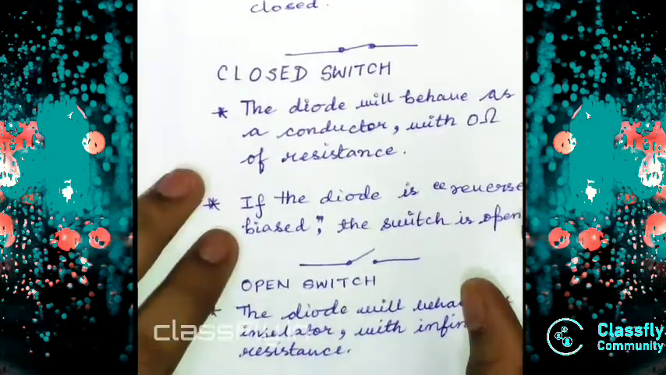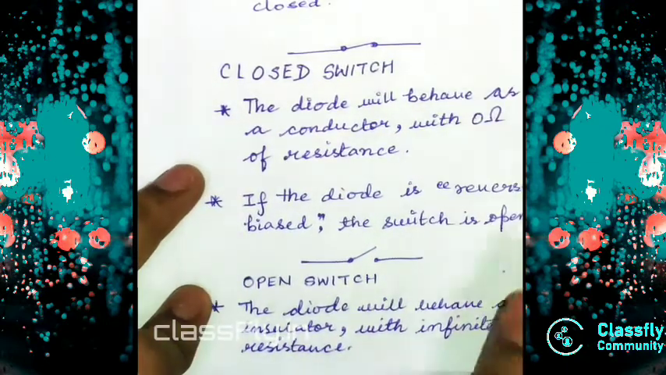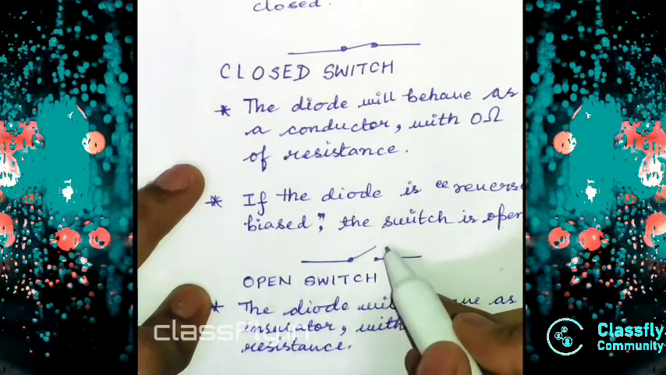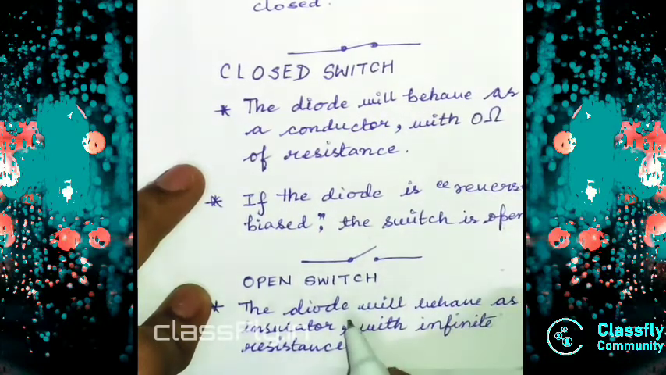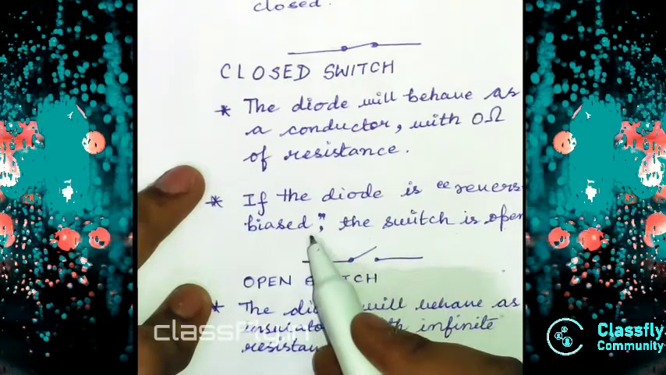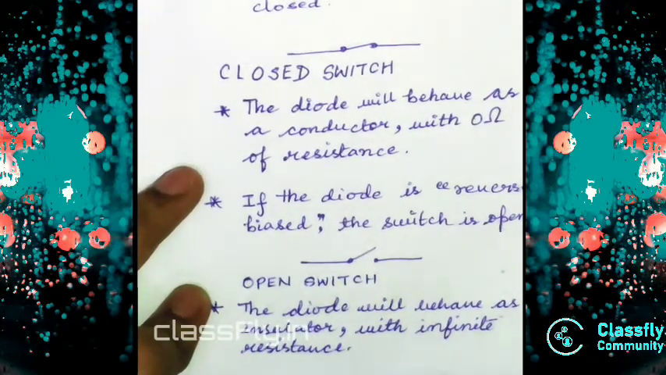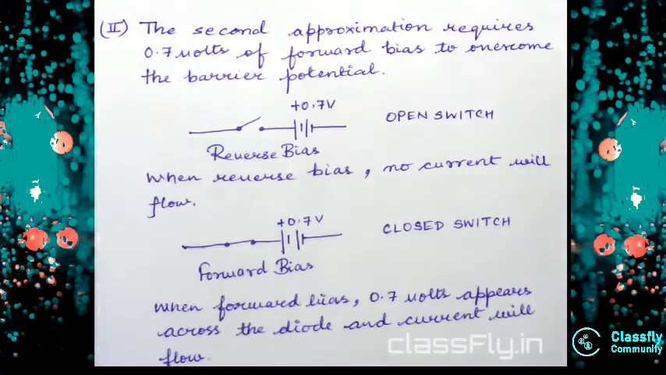If the diode is reverse biased, the switch will be open. And we know that whenever it is reverse biased, it will behave as an insulator with infinite resistance. Now we will proceed with the second approximation. Now let's see our second approximation.